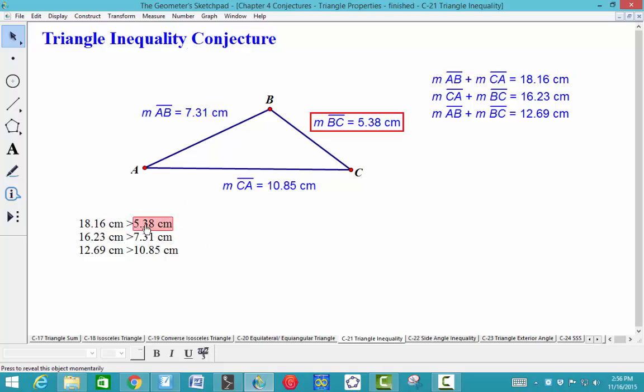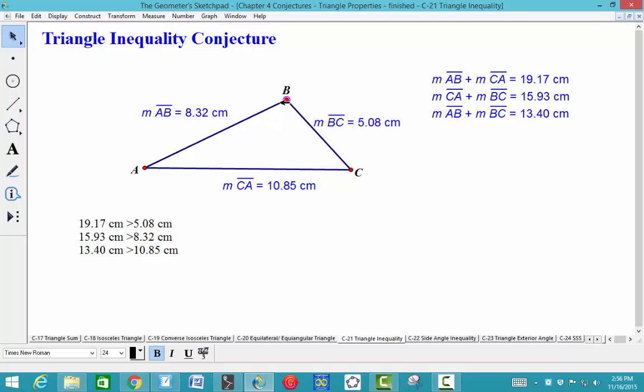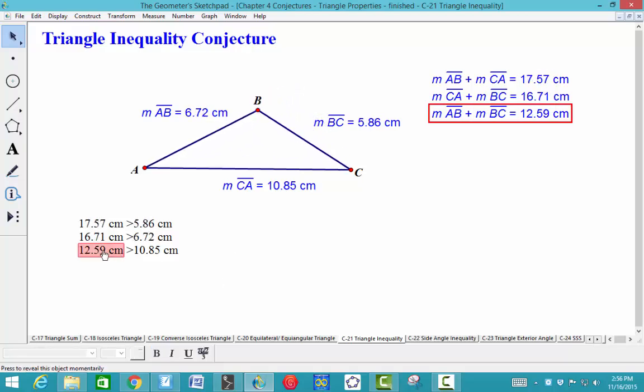What's neat about this is as you hover over the data here, you can see where the data is coming from. Also, as you move the triangle, you can see how the numbers break out. But just know that you can never make a triangle where this sum is smaller than the third side. The sum of any two sides must always be greater than the third side.